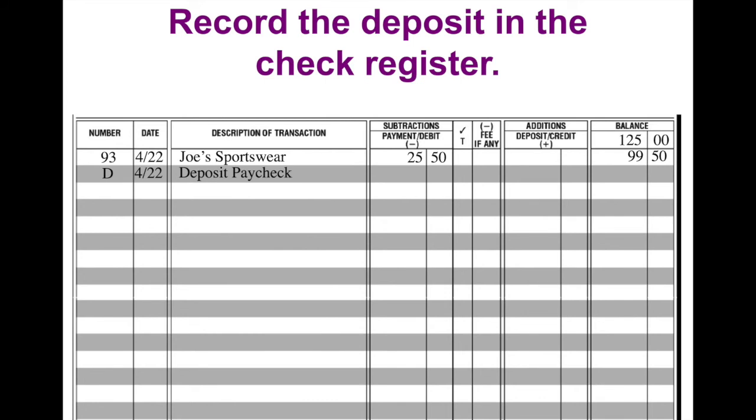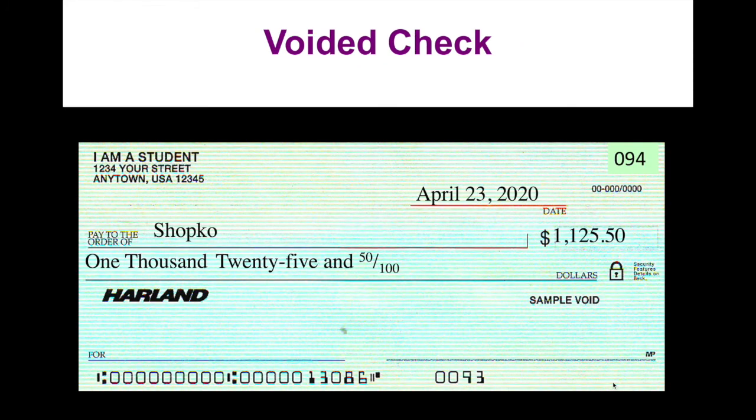It is depositing our paycheck, and again, it's a description of your transaction. This is your record. You put in the description that is going to be beneficial to you. Since we are depositing money, we're going to go over to our additions column and put $95 in here. That was the total of the bottom line of our deposit slip. We're going to take $99.50 plus our deposit of $95, and now our new balance is $194.50.